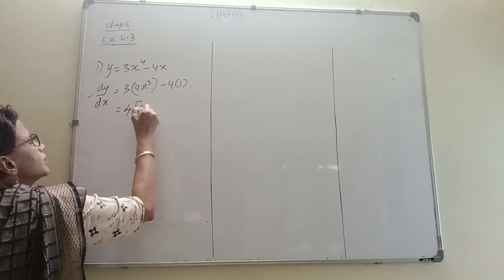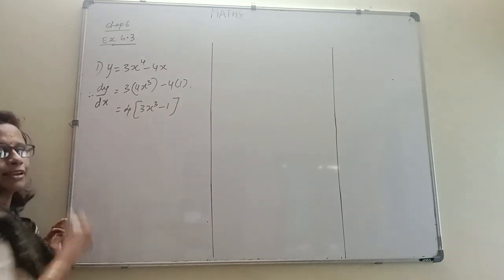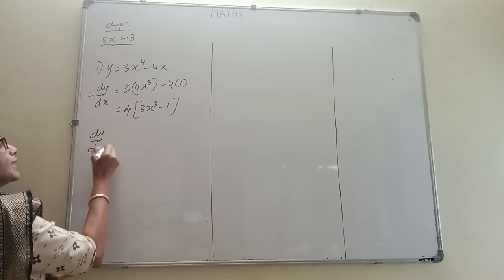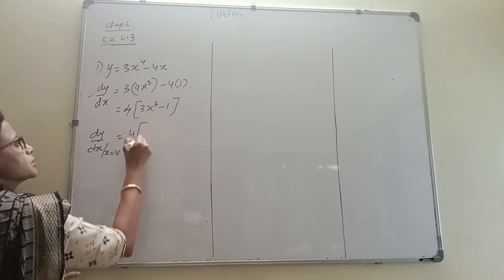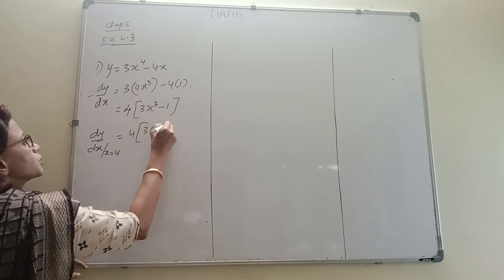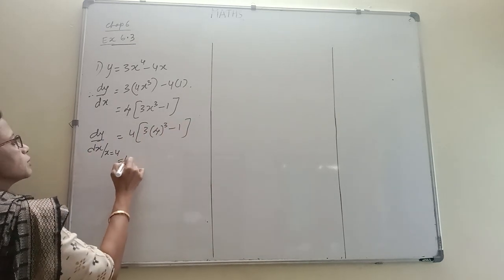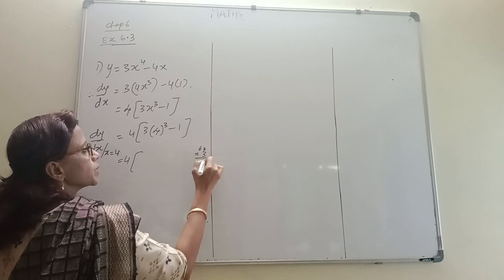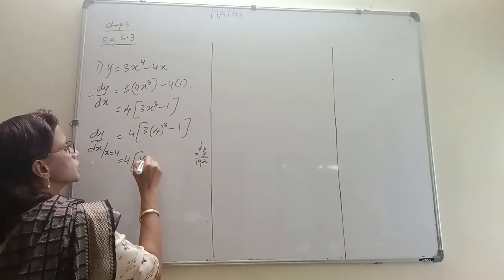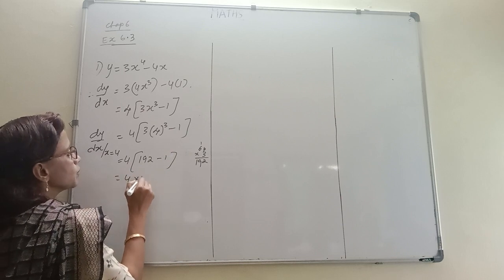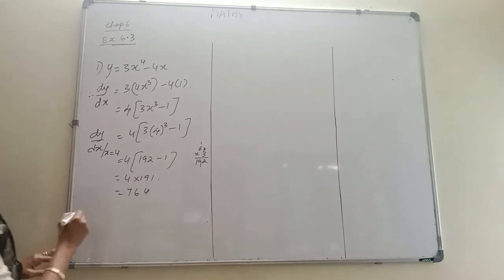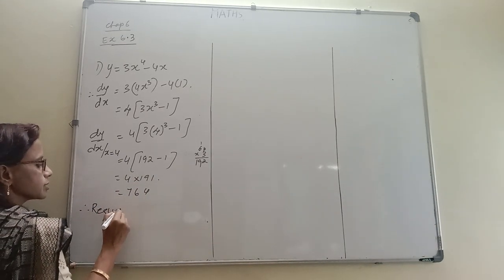Taking 4 common: 4 times (3x cube minus 1). We saw the 4 common, so quickly we are taking it out. That's it. This is in terms of x. But they ask us to find the slope of the tangent at x equal to 4. So let's make the substitution. 4 times (3 times 4 cube minus 1). Let's find this out. 4 fours are 16, 64. 64 into 3, what is it? 192, minus 1, which is 4 into 191, which is 764. So the required slope, if you want to write the answer, is 764.